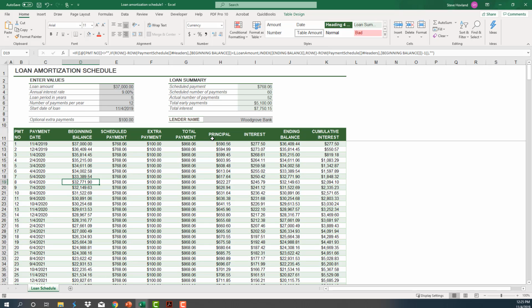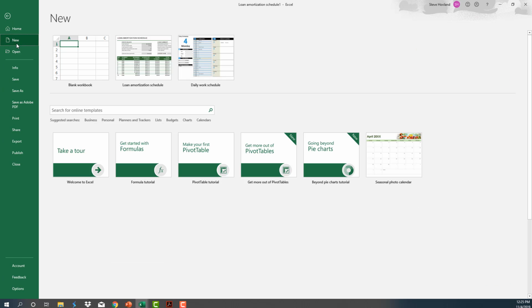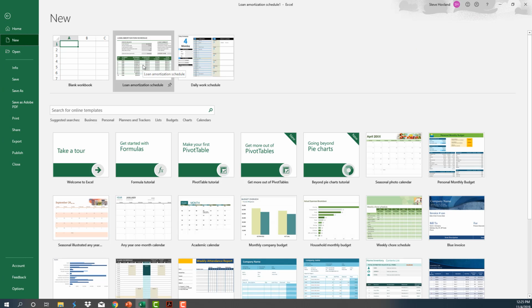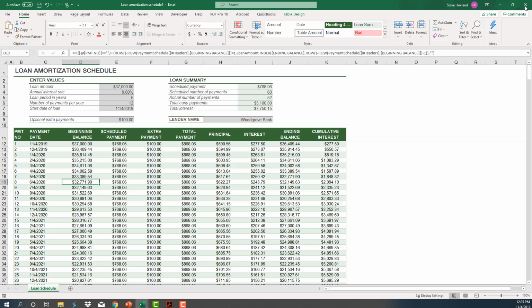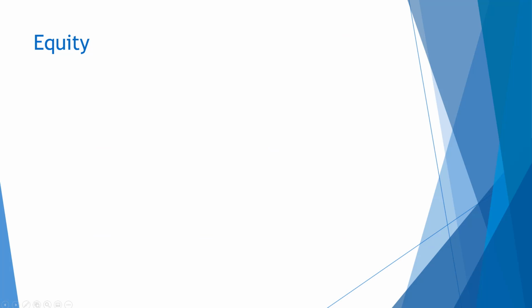And you'll want to do this, again, get the one from the bank first. If the bank does not supply it, then you can do this in Excel. And again, you just come up to File, go ahead and get New, and then go into amortization schedule. But this is a nice, handy dandy, quick little way that you can get this put together. So let's go ahead now and go into equity.